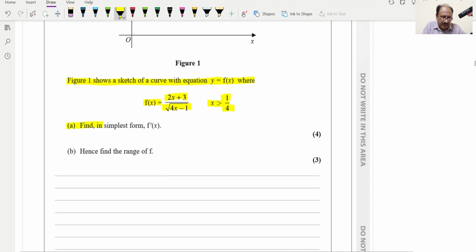A part: find in simplest form f dash of x, so the derivative we have to find, and finding the derivative will be awarded 4 marks. So the A part we solve first, and we have to use the u over v formula. So the derivative of u over v will be equal to square of v as denominator and v as it is in numerator, then du and minus u dv.